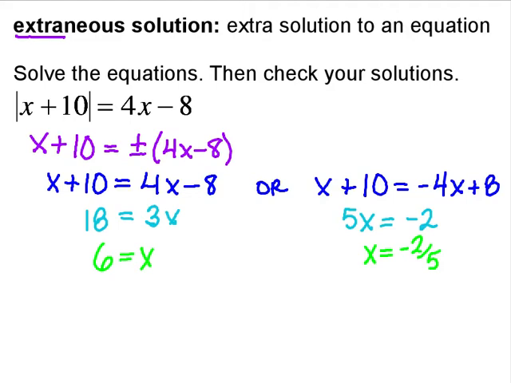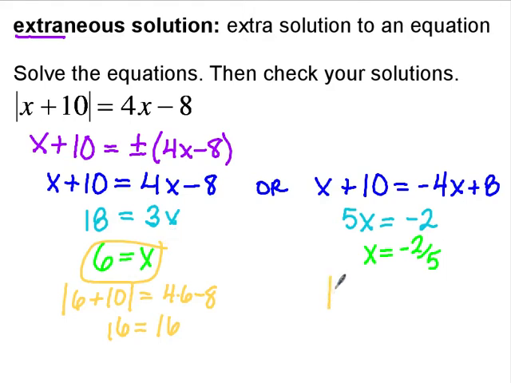So let's plug 6 in. So when I plug 6 in, I get the absolute value of 6 plus 10 equals 4 times 6 minus 8. So what's 6 plus 10? Absolute value? What's 4 times 6 minus 8? Good, so that's the answer. Okay.